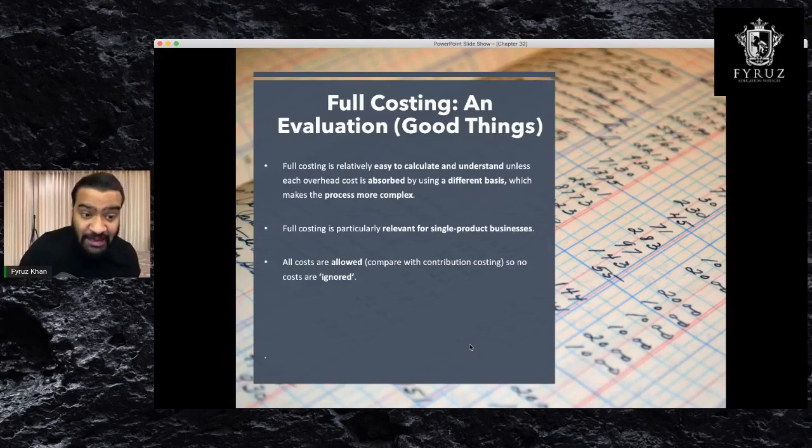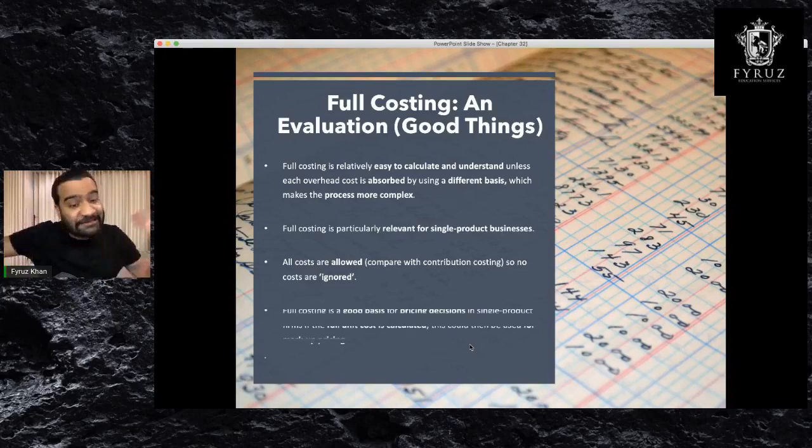All costs are allowed. The good thing is that you're not ignoring any kind of cost, because when you're in a business, there can be different costs, and when you include all costs, the chance of making a fair profit, the chance of charging a fair price increases, and that's good for the business, right?